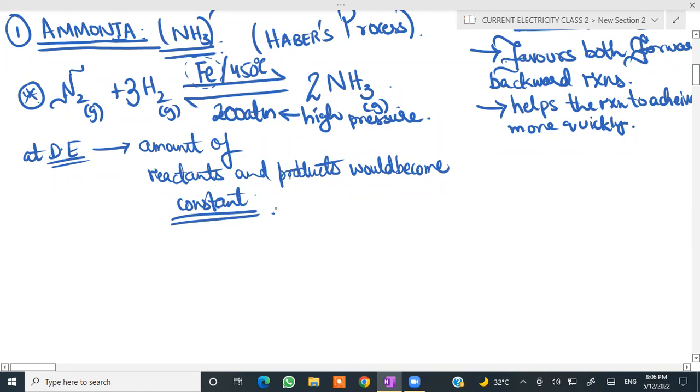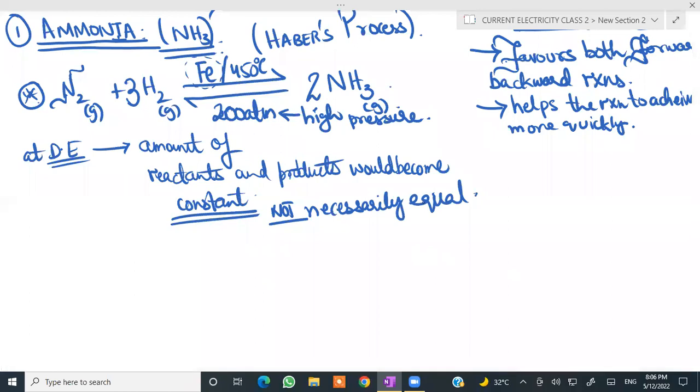The amount will become constant, but not necessarily equal, okay? Do you guys understand this difference? Not necessarily equal. They may or may not be equal in amount, but they will become constant. Whatever their value is, they'll stay at that particular value.